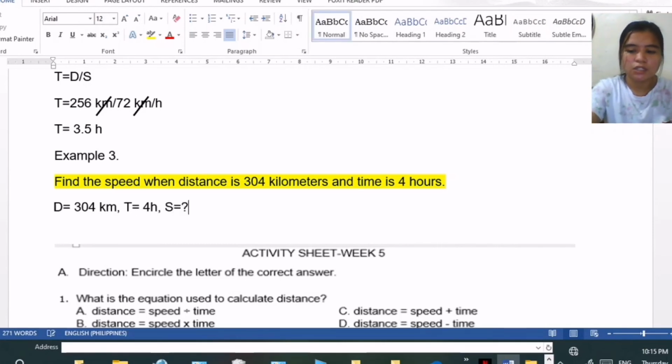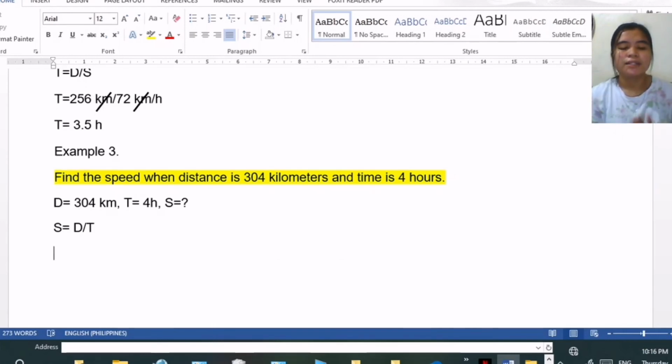So, what is the formula when we compute for speed? That is S. Because S is at the bottom, D or distance is at the top, so we divide it by the time given. Then just copy S and equal. Let's substitute the given value for D, which is 304 kilometers, and then divide. Our time here is 4 hours.